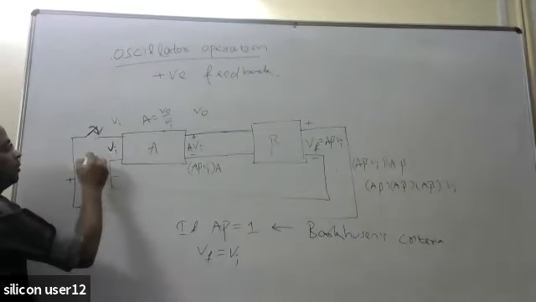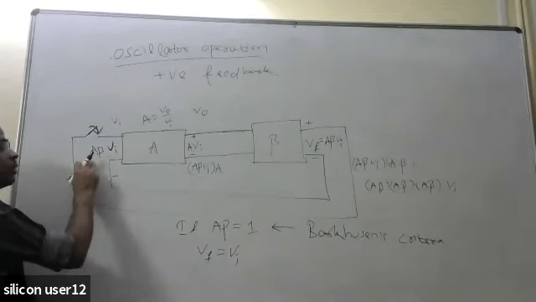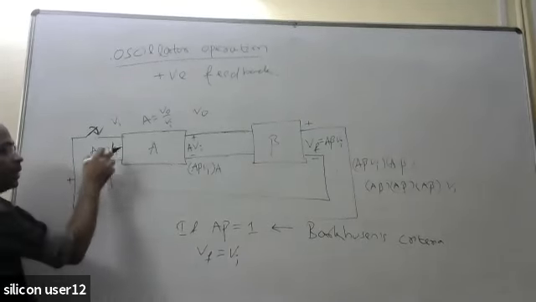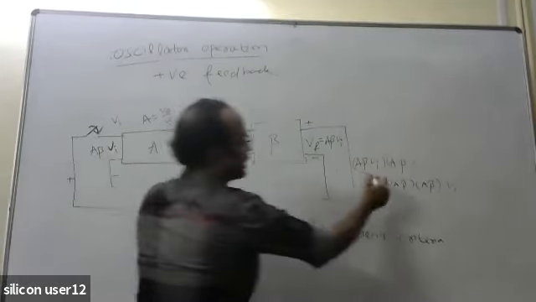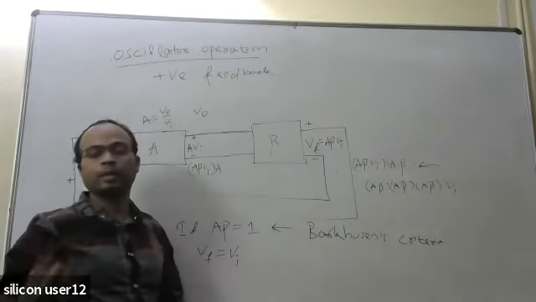After one iteration it will be equal to A beta into VI. During the second iteration it will come to this. Again it will improve by a factor of A beta.